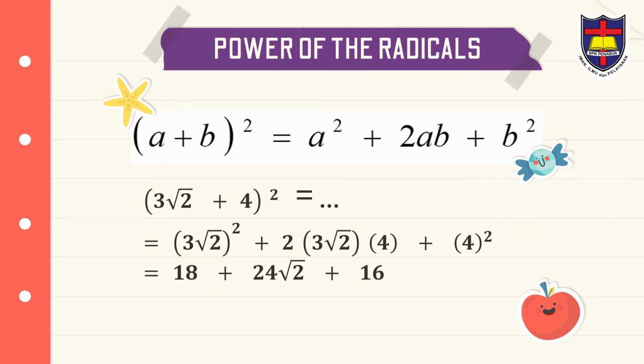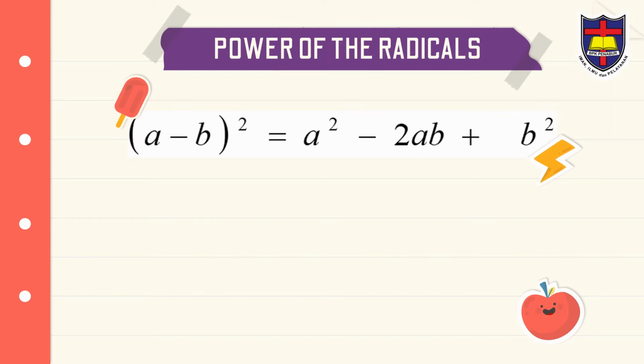So 3 square roots of 2 to the power of 2. So 3 squared equals to 9. Meanwhile, square roots of 2 to the power of 2 is equal to 2. So 9 times 2 equals to 18. Plus 2 times 3 square roots of 2 times 4 equals to 24 square roots of 2 plus 4 square. 4 square equals to 16. So we have 18 plus 16 equals to 34 plus 24 square roots of 2.